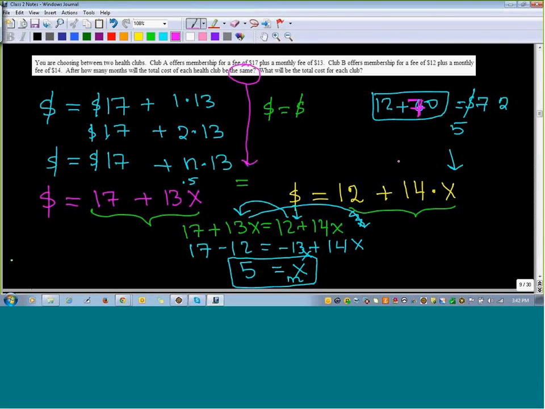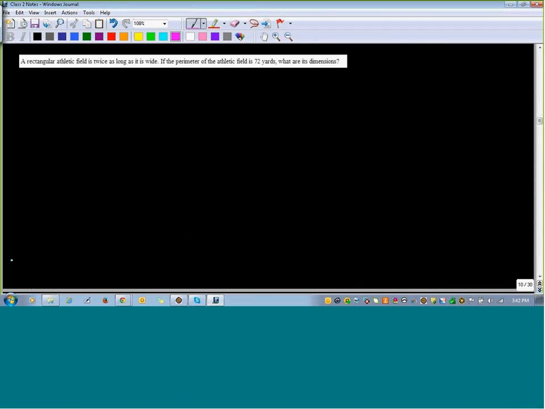Always draw. I always draw any word problem just to visualize it. Twice as long as its width. So that was the width. Twice as long means twice times the width. Right? That's it. And the perimeter is 72.